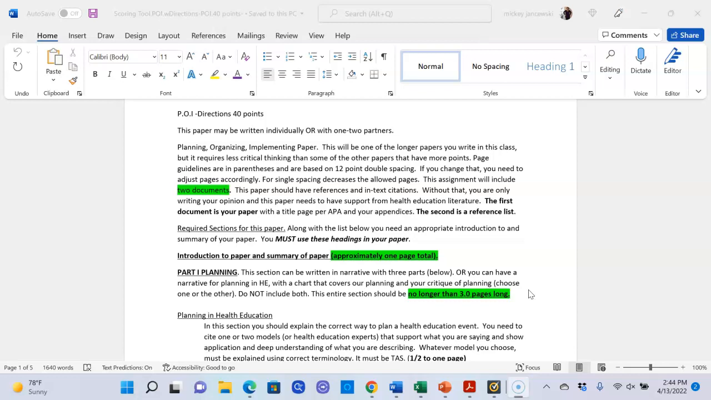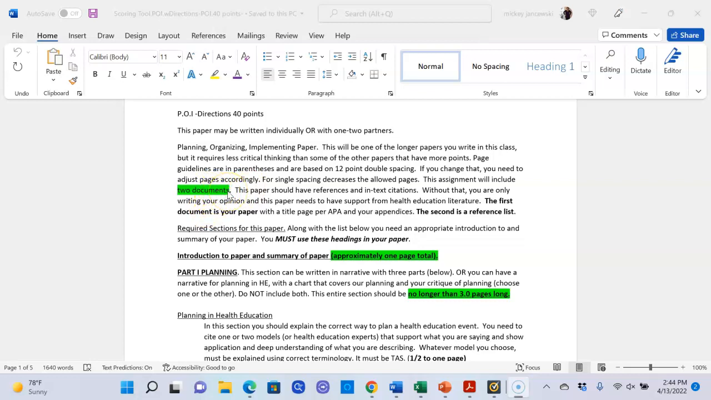We discussed it in class, so it will not be in as much detail as class, but just some key points. So as you know, this is the POI paper. It does not require as much critical thinking as the other papers, but it takes time to do.